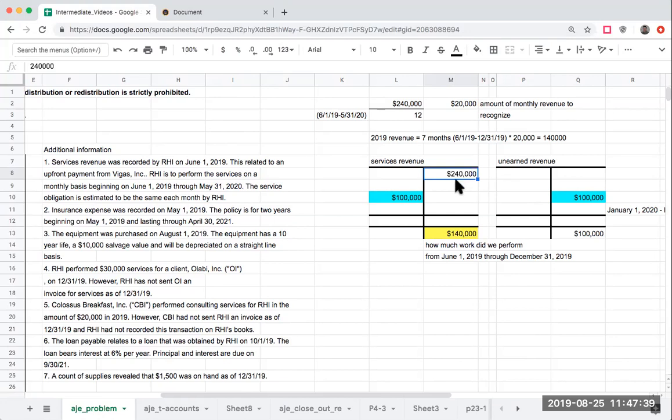People make mistakes. And so what we have to do is adjust the balance to the proper amount. The way I'm going to do this is by making a debit here to services revenue, and I'm going to end up with my correct amount of services revenue of $140,000. And my credit is going to be to unearned revenue, or $100,000.